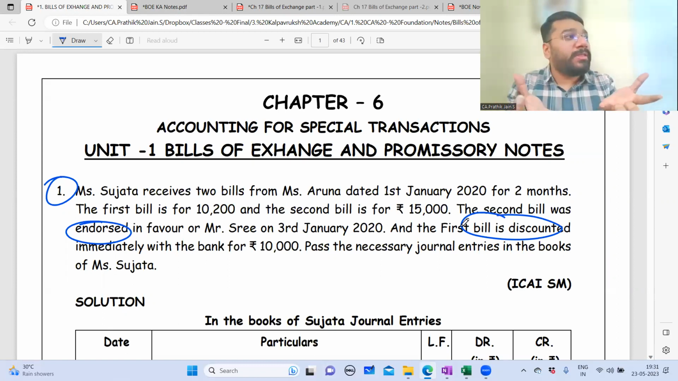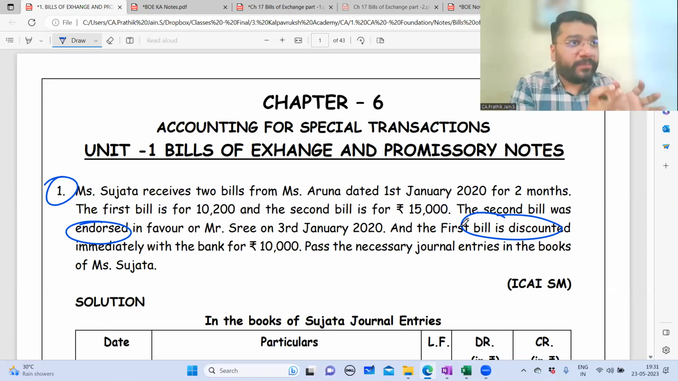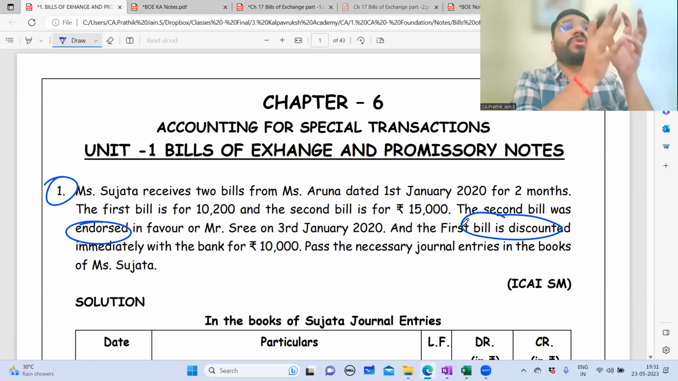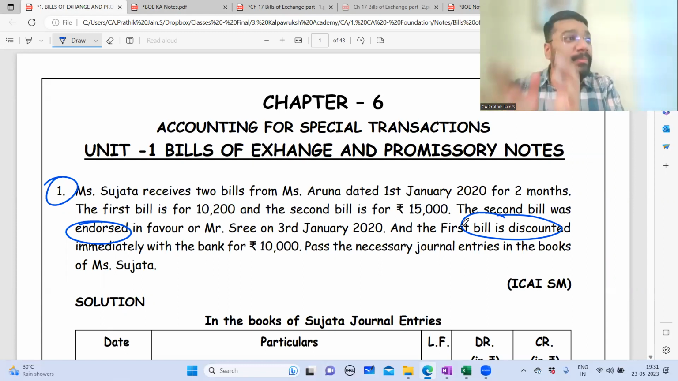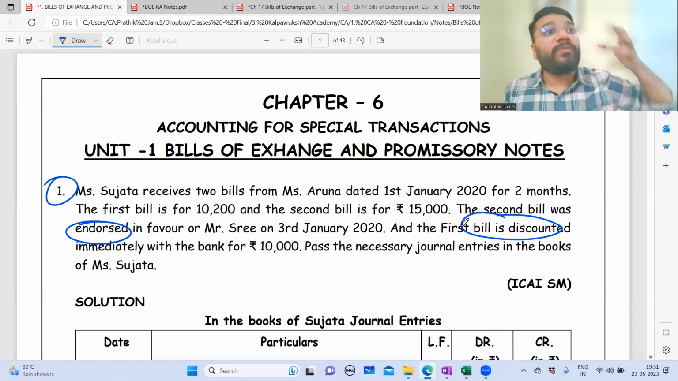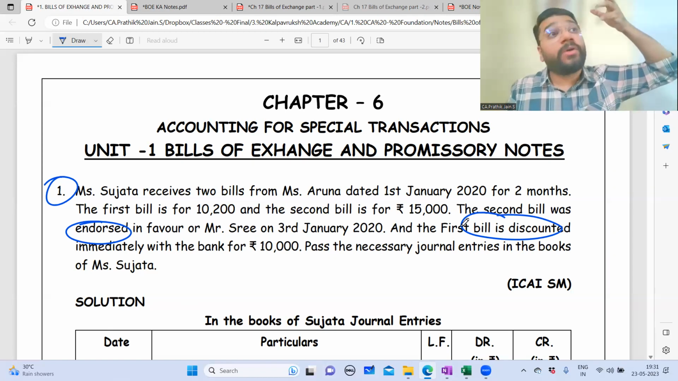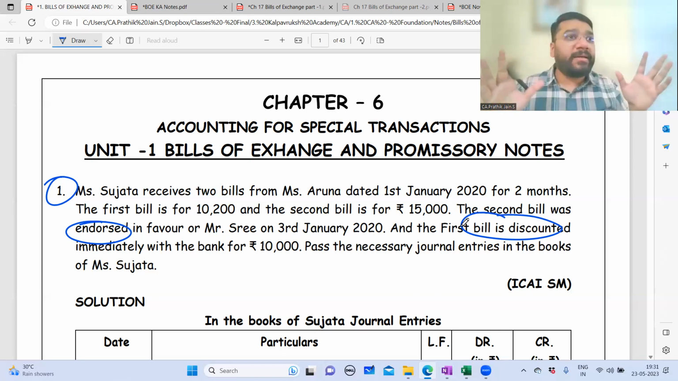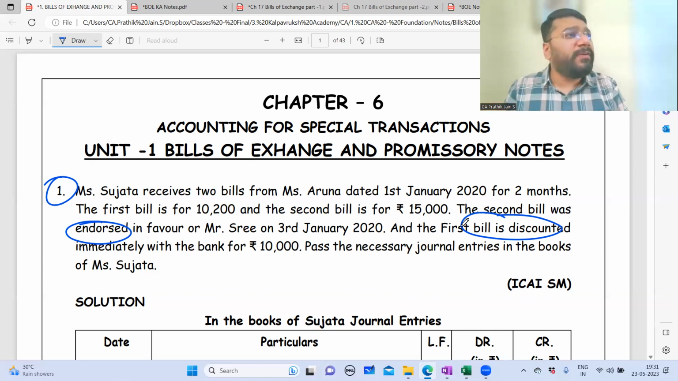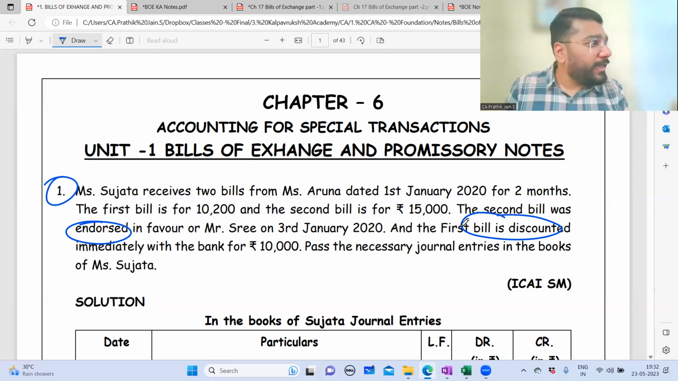Once you understand the concept, if in this situation, what will be the entry in the books of the seller? What will be the entry in the books of the buyer? What will be the entry in the books of the endorsee? If that part is clear, let ICA twist and give the questions the way they want to give it. You will be in a position to tackle it. Can you understand the base is important?